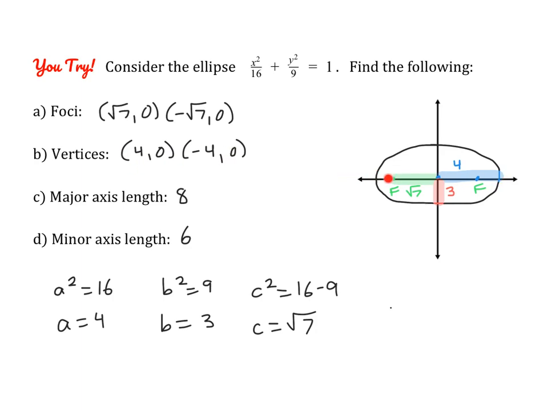This is our major axis, so it's double the a value, which is 8, and this is our minor axis, which is twice the b value, which is 6. And again, you could also name the co-vertices. They would be at (0, 3) and (0, -3).